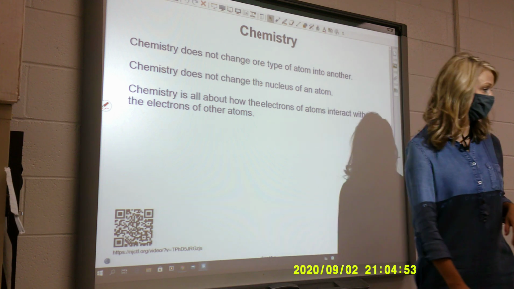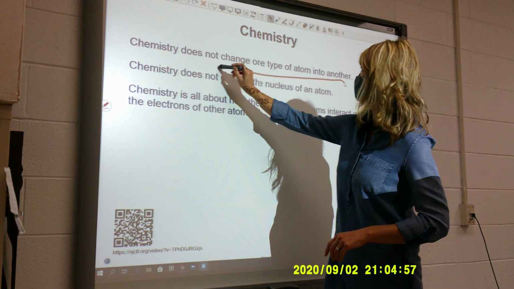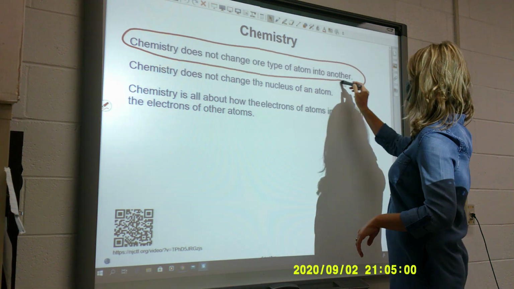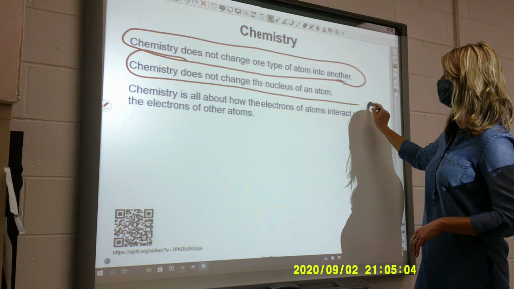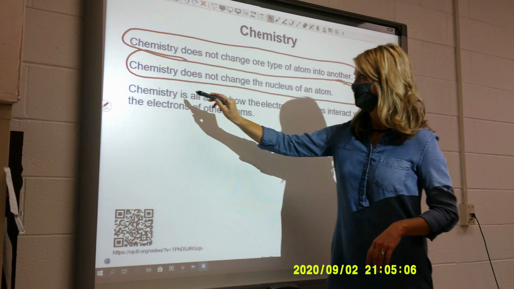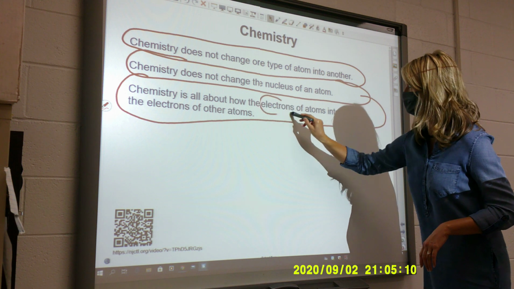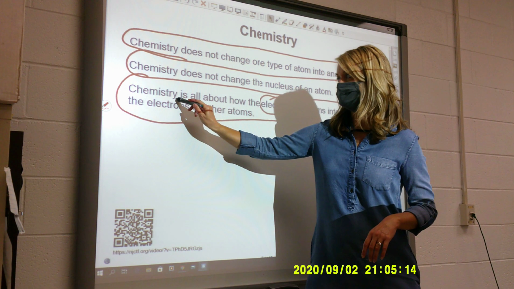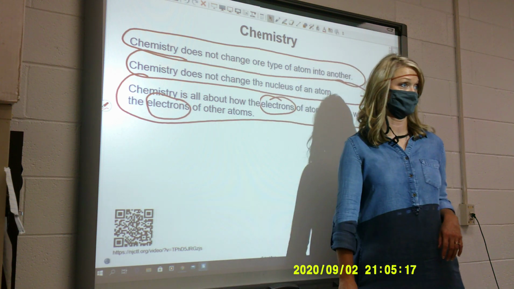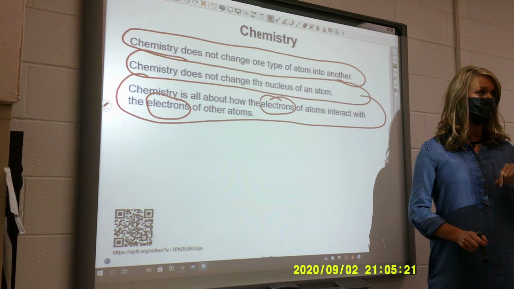Chemistry. Let me find my marker. Chemistry does not change one type of an atom into another. Chemistry does not change the nucleus of an atom. Chemistry is all about how the electrons of atoms interact with the electrons of other atoms. That is the key. How those electrons perform is what makes the difference.